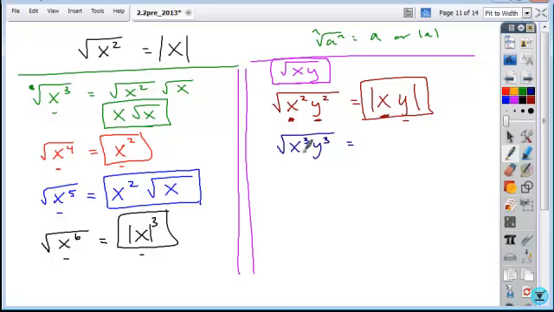Okay, so let's simplify first. So how many groups of 2 can we remove from the x's? 1. And how many x's will be left inside our radical when we do that? One group of 2 is 2. 2 removed from 3 leaves 1 inside. Okay, same thing with the y's. How many groups of 2 can we remove? 1. And how many y's will be left inside? 1. Okay, so here's our simplified form. And so this is as far as you guys have had to go in the past.